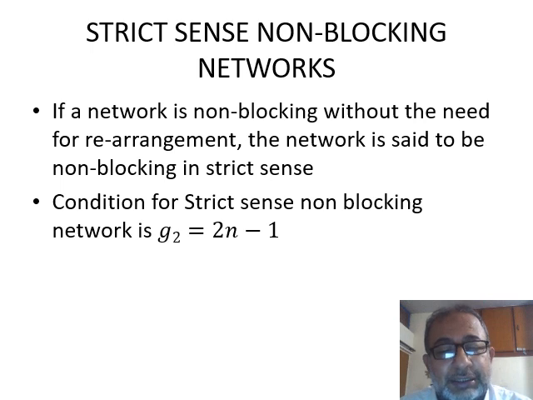While in the strict sense non-blocking system, it is the case in which rearrangement is not available. The algorithm for the rearrangement is not applied in the system. Then we'll have to employ a larger number of secondary switches. And how large is that number? It is 2n minus 1. So it is definitely larger than the wide sense non-blocking.